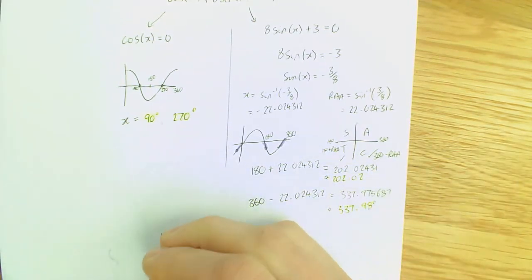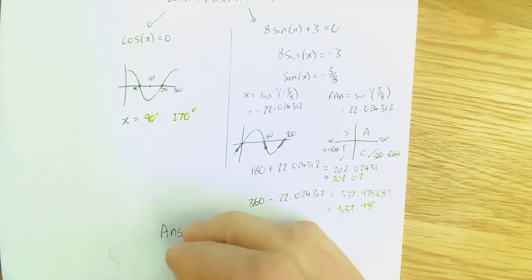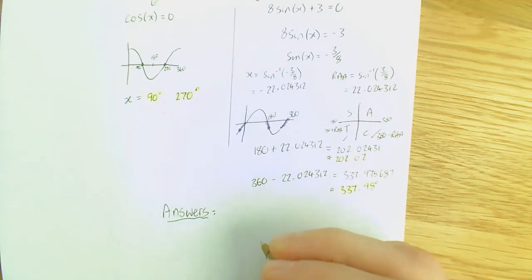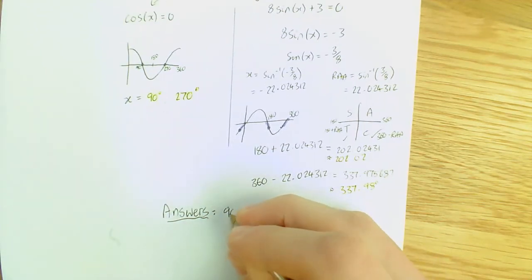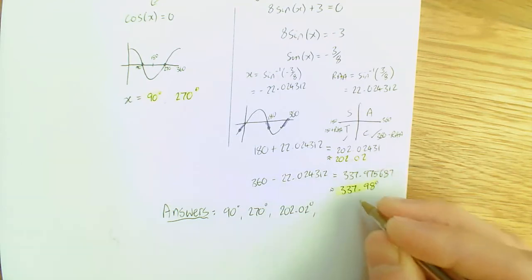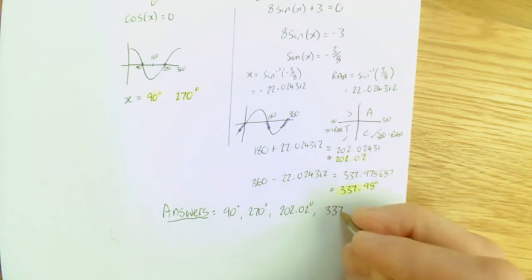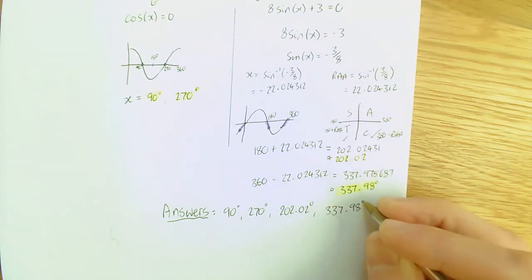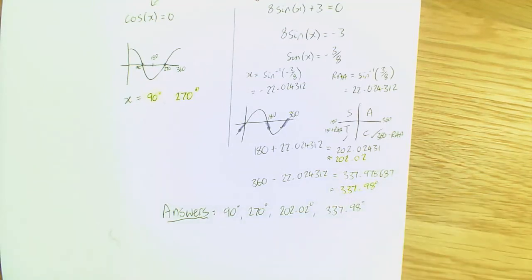And now we just list our answers at the end here. So our answers are either 90 degrees, 270 degrees, 202.02 degrees, or 337.98 degrees. And that's our finished answer.